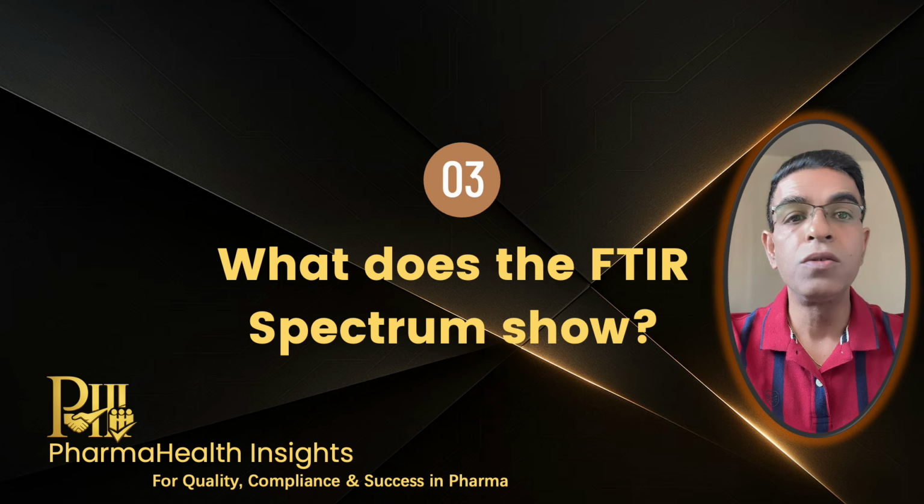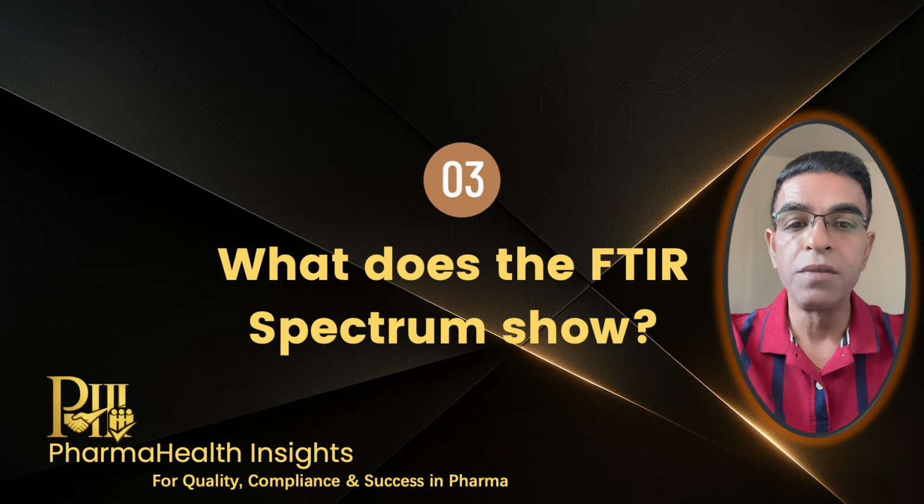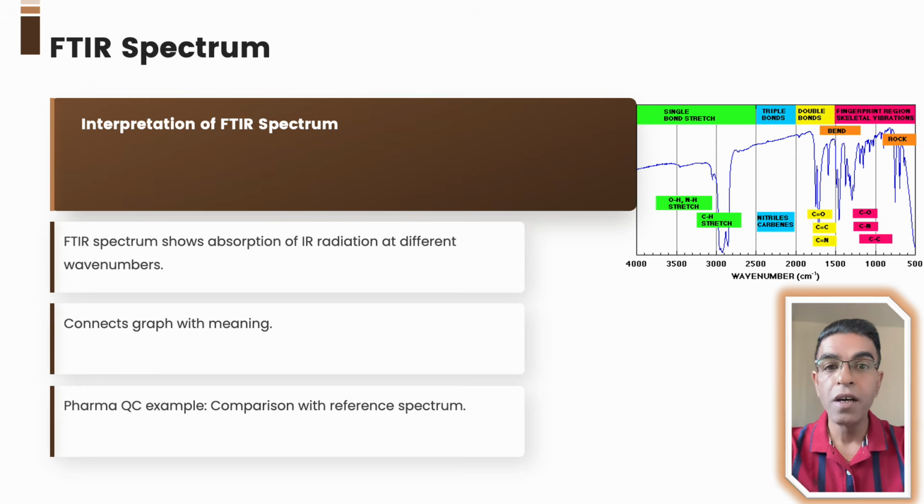Now the interviewer wants to test your understanding of the spectrum. So he might ask you, "Fine, so what does an FTIR spectrum actually show?" And you can answer very naturally like this: "Sir, an FTIR spectrum is basically a graph that shows how the sample absorbs infrared radiation at different wave numbers. So as the IR light passes through the material, certain frequencies get absorbed, and those absorptions appear as peaks on the spectrum.